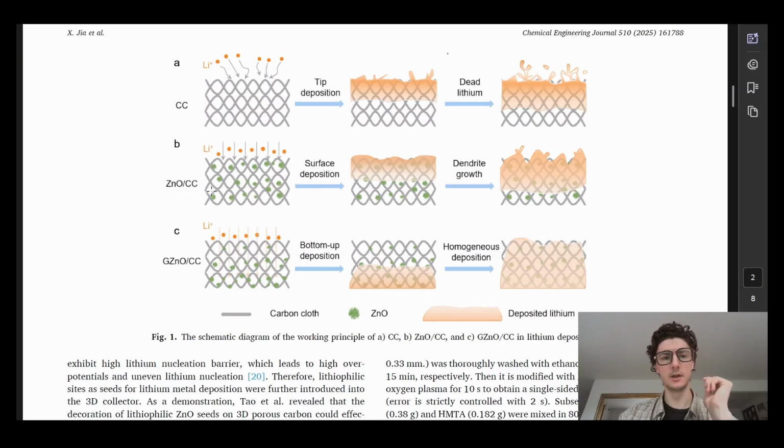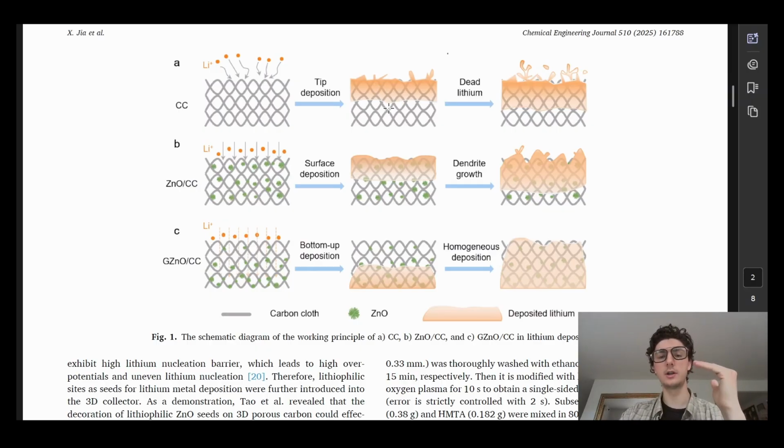Let's take a look. A, we've got the carbon cloth, so I'm assuming these little woven fibers are the carbon cloth, and we've got the lithium plus, which are all these orange dots going into here. Tip deposition. I'm not sure what that means, but here we have an orange layer, which maybe means top deposition, I'm not sure, or the tip of the carbon cloth. Anyway, it looks like these lithium ions have infiltrated the top surface of the carbon cloth and they just developed some kind of layer.